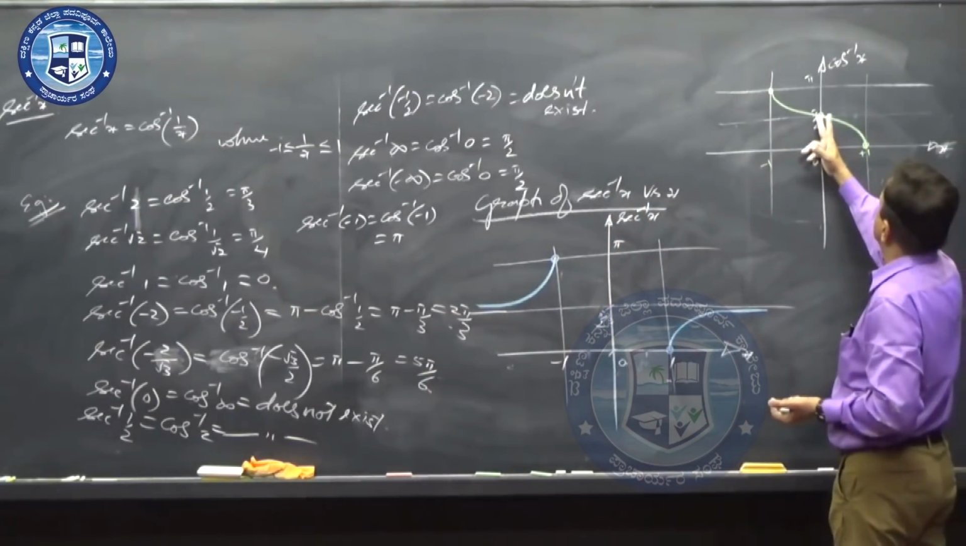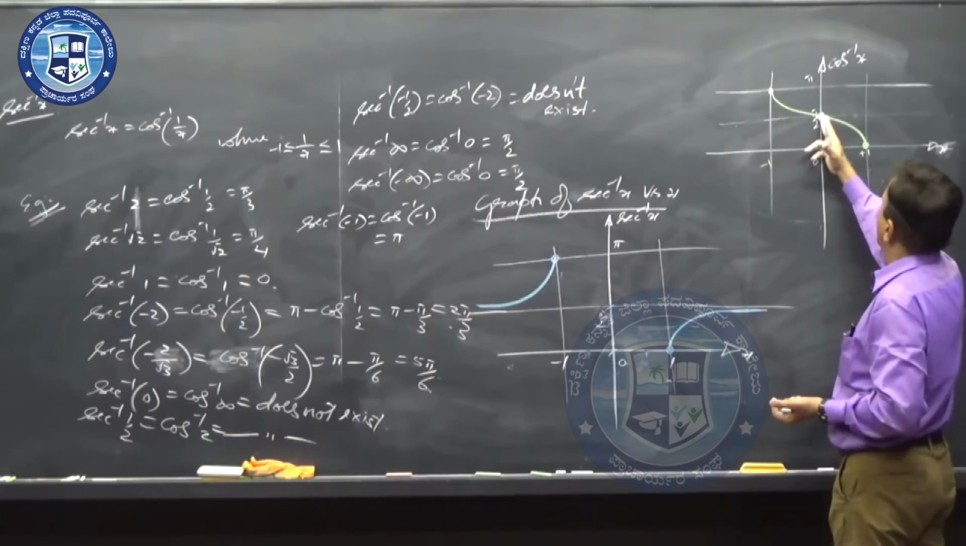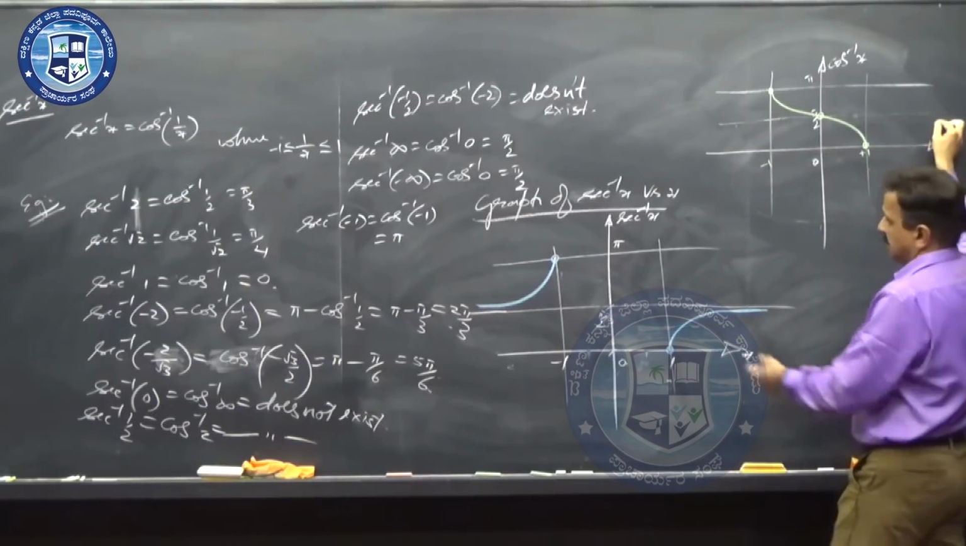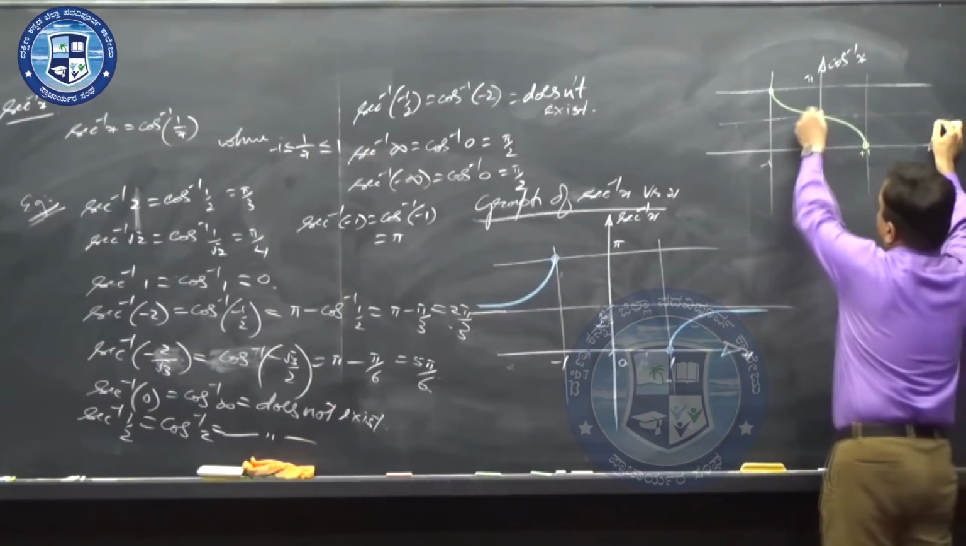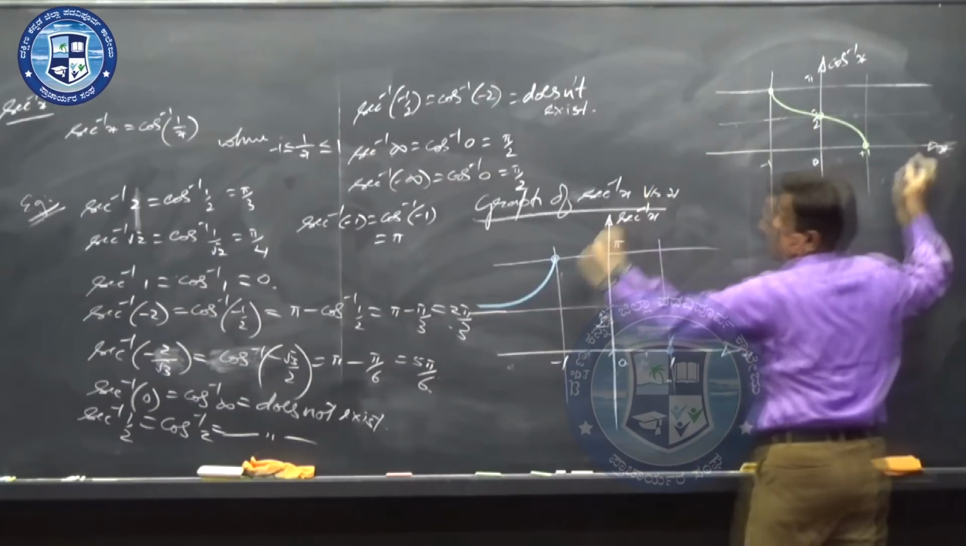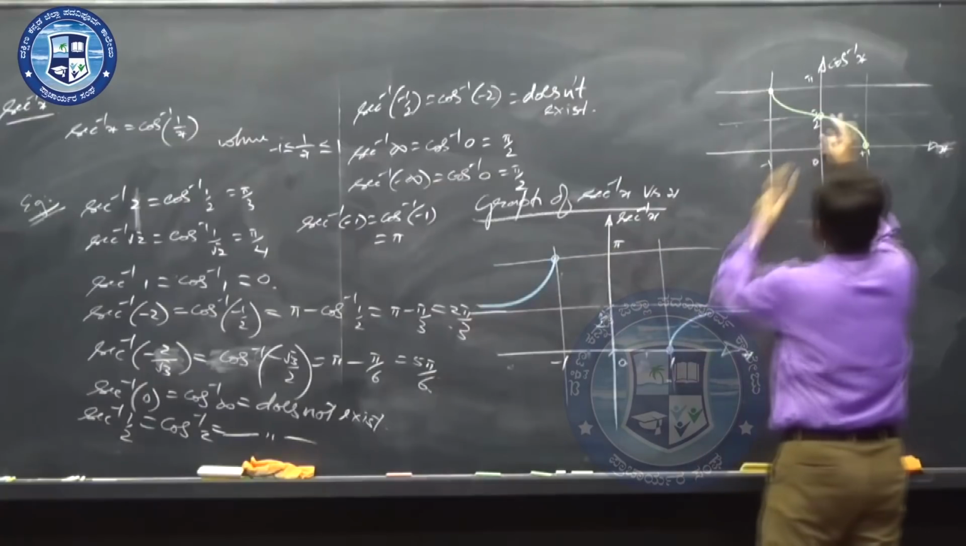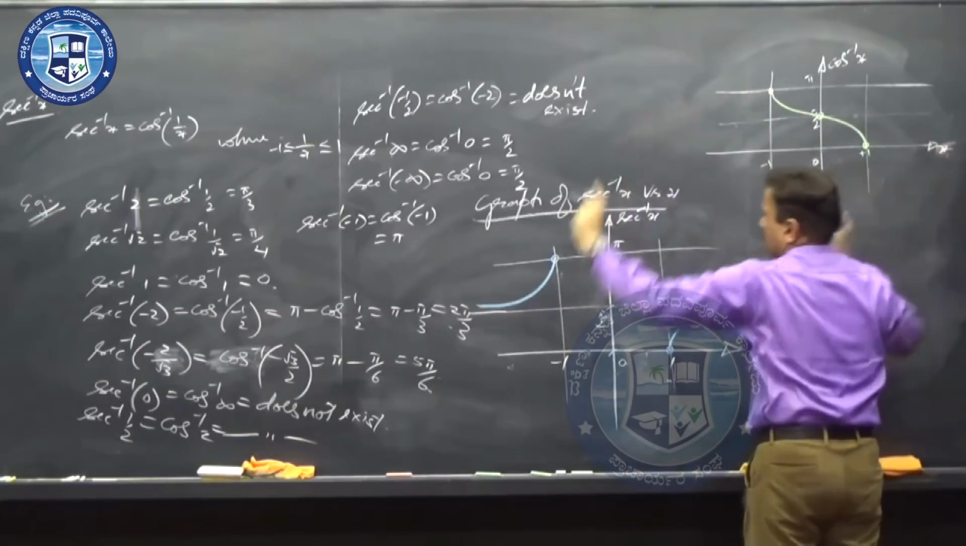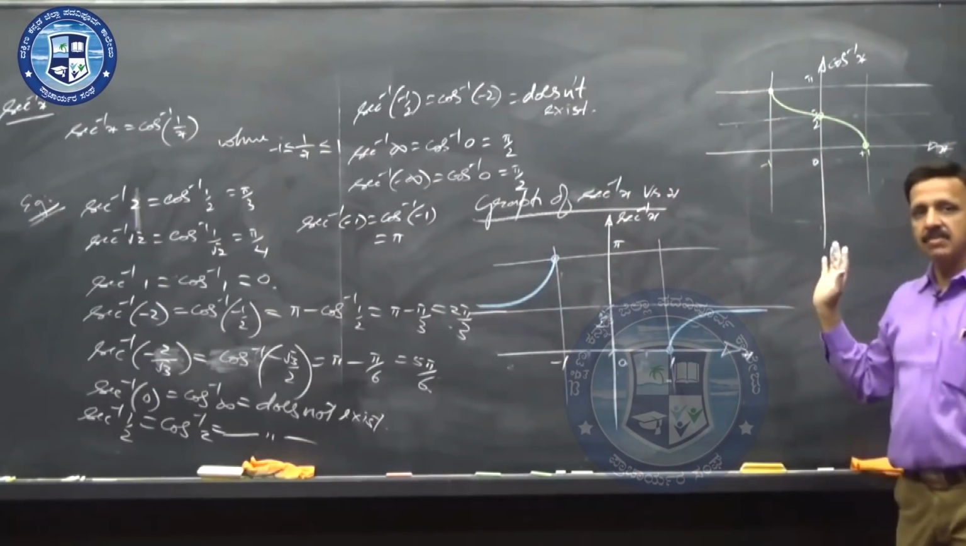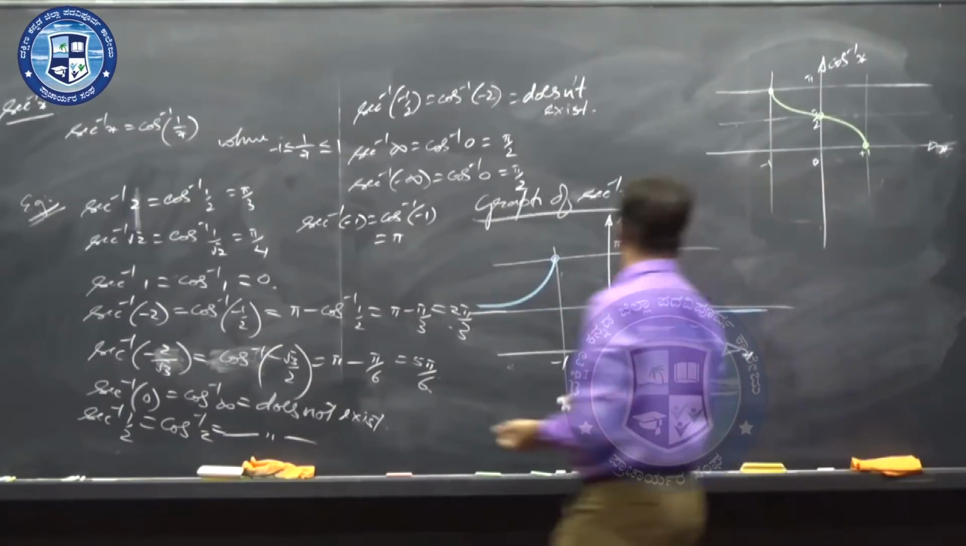If you compare, if you cut it, you will get two parts. This part you put it like this, and this part you pull it like this. Cut it here, this part here, this part here, and you get the graph of secant inverse x versus x.